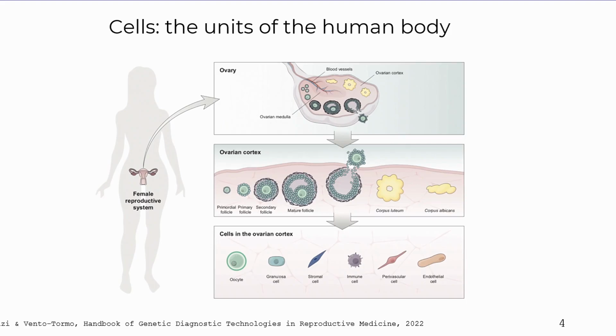So these different cells in the tissue arrange to form specialized niches with functions. And to really understand the functionality and physiology of the tissue, we need to go into what are the cells that are forming the tissue.